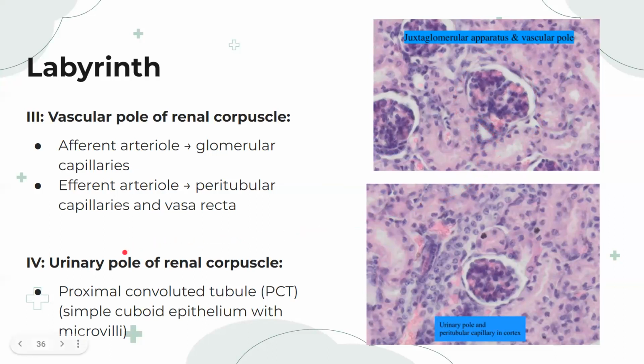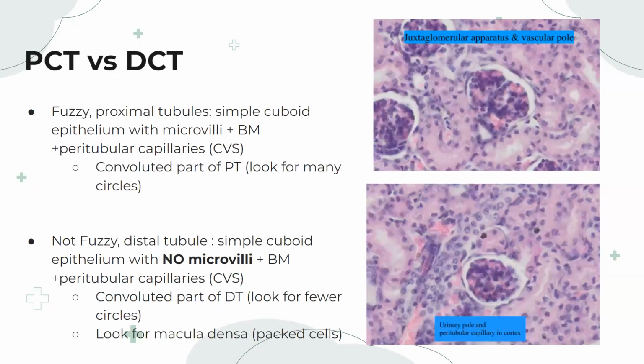And then we have the urinary pole, which is the actual Bowman's capsule. The part here, the white part, where you would have the filtrate collection. And yeah, proximal tubule. Okay, let's move on.